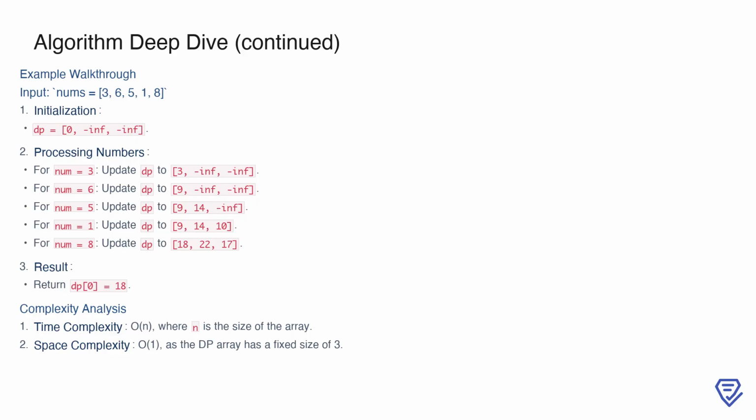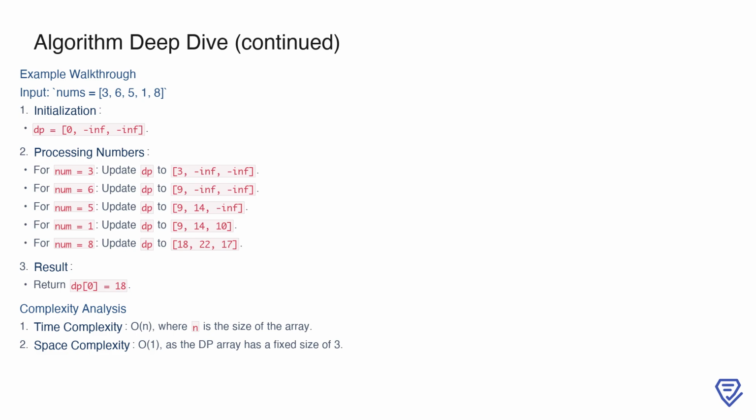For number equals 5, the array updates to 9, 14, inf, where 14 is the maximum sum with a remainder of 1. For number equals 1, the array becomes 9, 14, 10, introducing a new maximum sum of 10 with a remainder of 2. Finally, for number equals 8, the array updates to 18, 22, 17. At the end, the maximum sum divisible by 3 is stored in dp[0], which is 18.